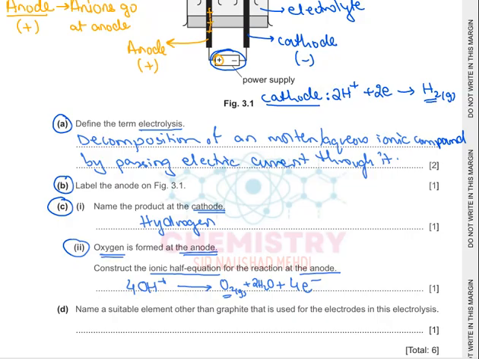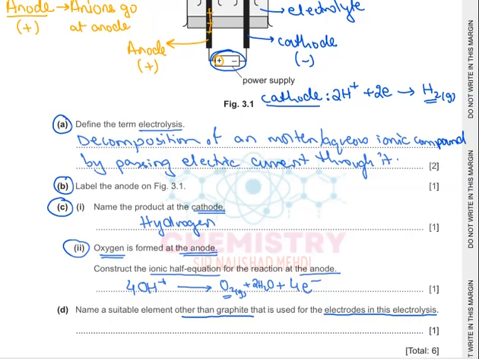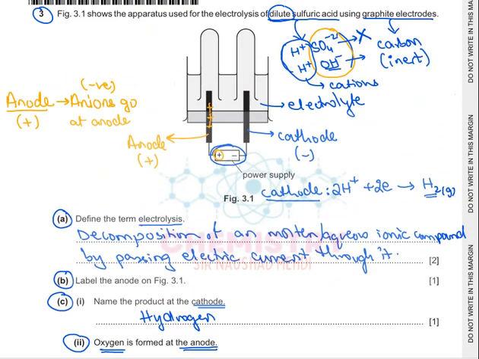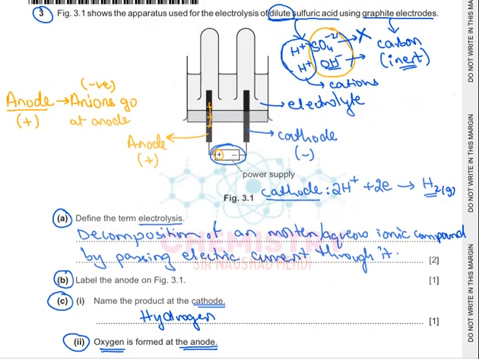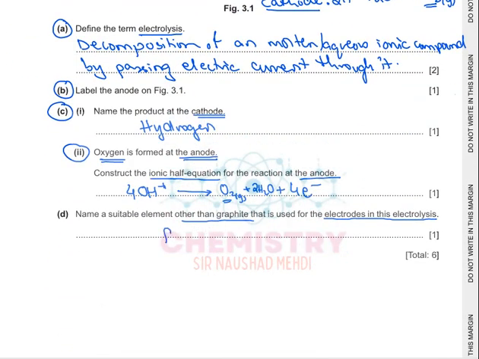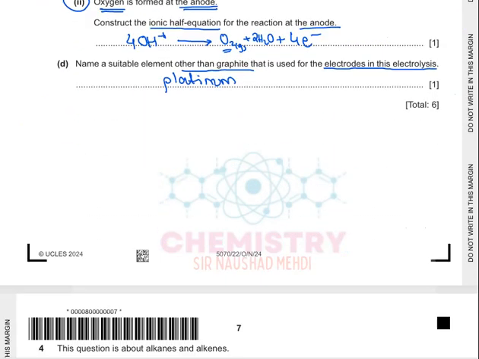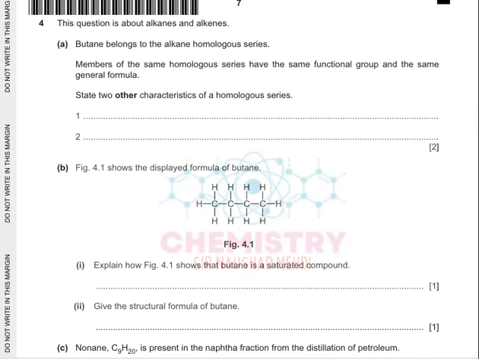Name a suitable element other than graphite that is used for the electrodes in the electrolysis. As I have told you earlier, the graphite electrode is your inert electrode. So other than graphite, which inert electrode can we use? We can use an electrode of platinum also, because platinum is also an inert element, so that can also be used as the electrode.